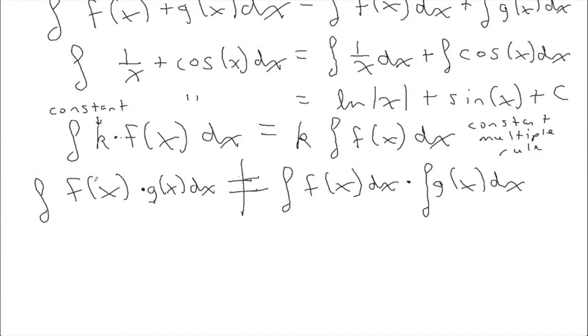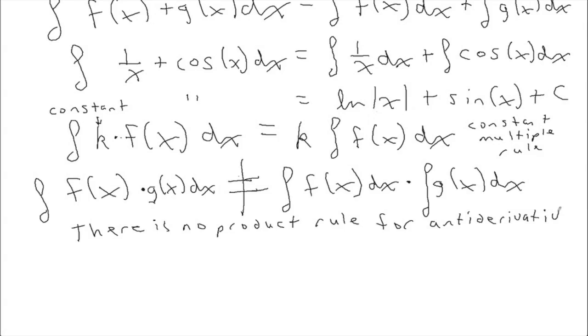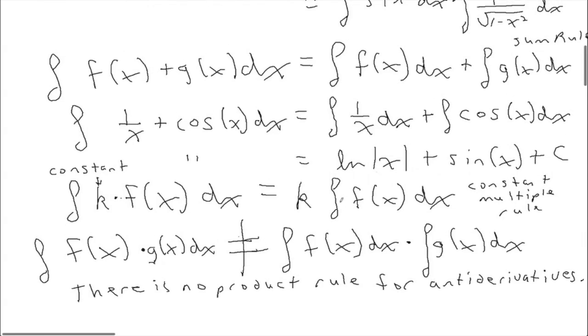Maybe I should write that down. There is no product rule for antiderivatives. That means there's no simple way to take the antiderivative of a product. There's no way to split it up into two smaller antiderivatives. That doesn't mean that it's impossible to take antiderivatives of products, but you can't do it just by splitting it up into the product of two antiderivatives.